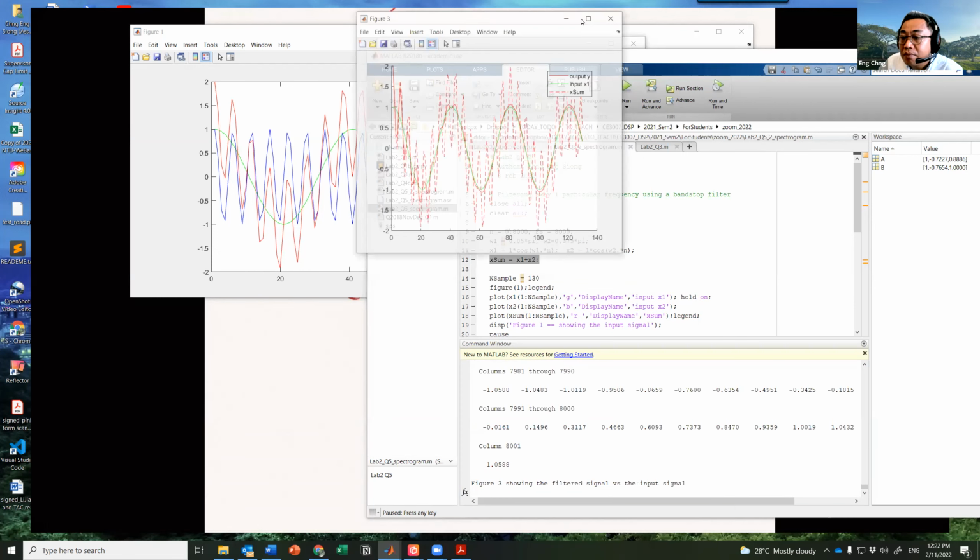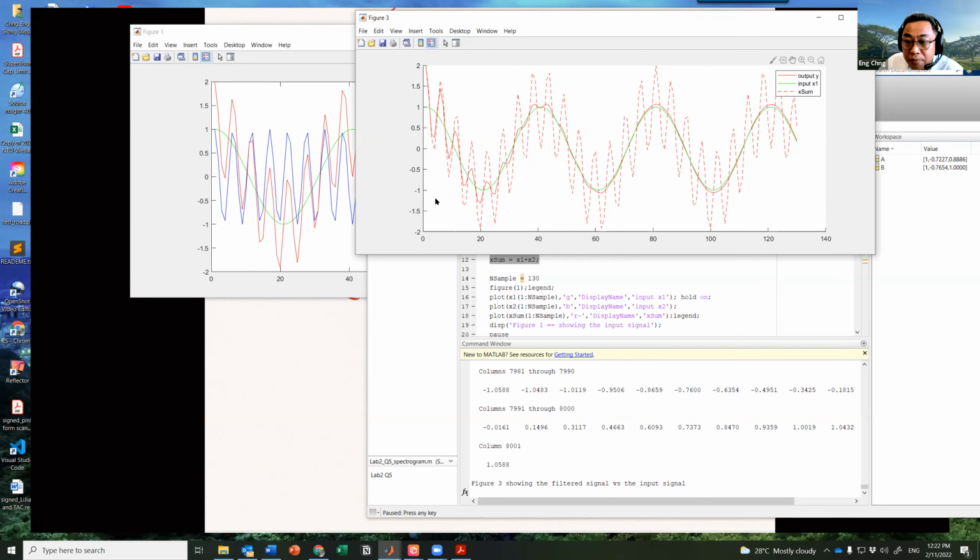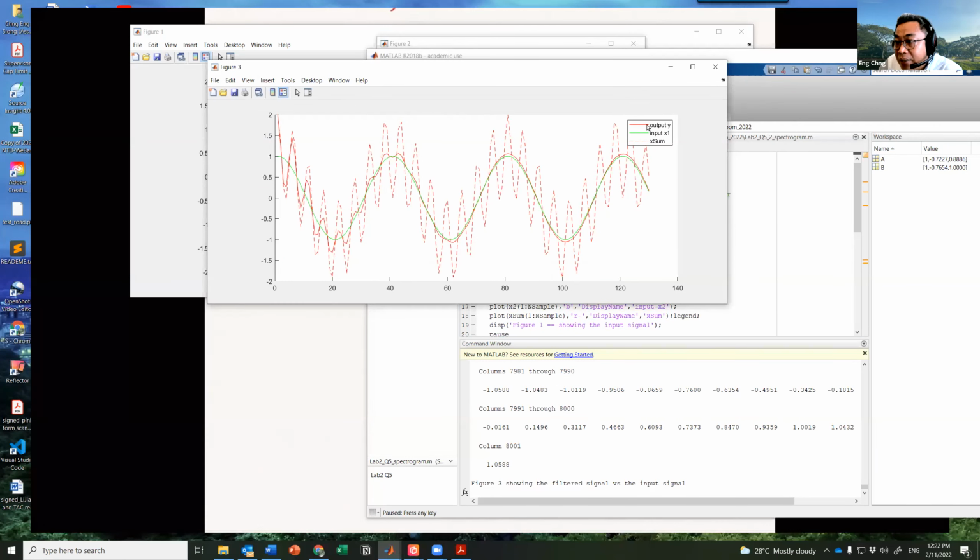I'm going to pass through my filter. The red guy is my output. My green guy is my input. You see, my output is slightly bigger than my input, and it's phase shifted by very, very little. My X sum is my original one. So what happened, guys? My output has been cleaning up the dashed lines.